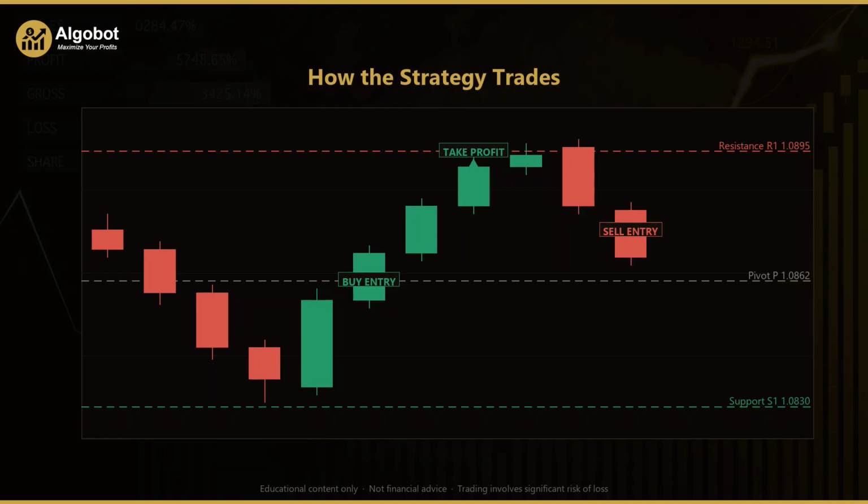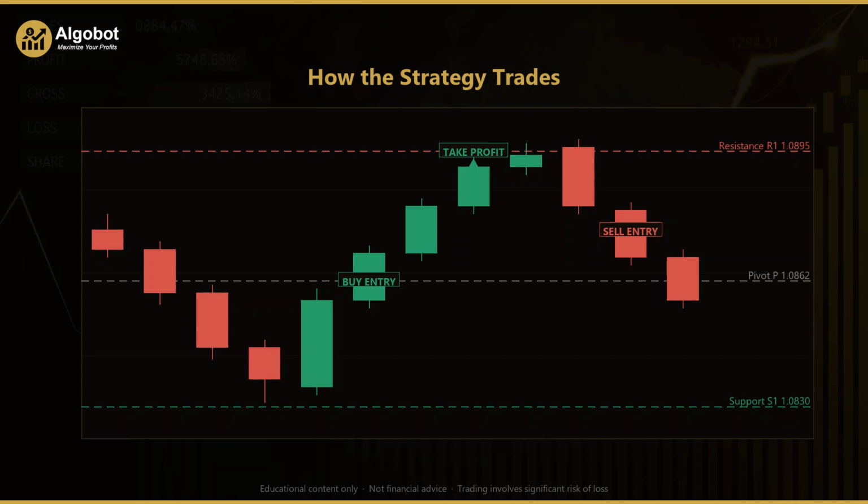Price keeps pressing higher and now approaches resistance R1 at 1.0895, the upper reference line. A small candle stalls right at that level. Then the very next candle opens higher and closes sharply lower, engulfing the prior candle's body. That's a bearish engulfing pattern, forming exactly at resistance.